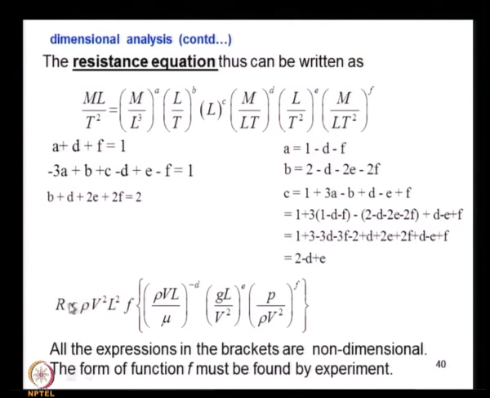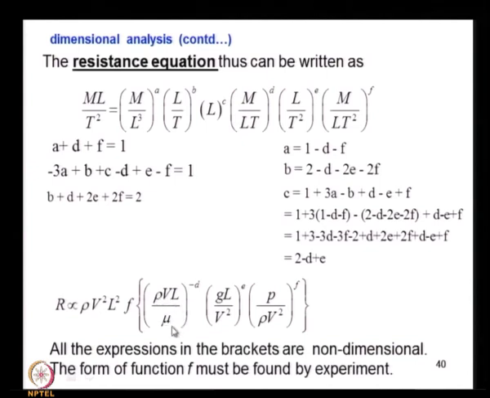So, now get back to this relation, resistance equation. You can write resistance proportional to rho into v square into L square into a function of these parameters. This is only just rearranging that. So, here it is a function of rho into v into L by mu, that is mu by rho is equal to nu, dynamic viscosity by density is equal to kinematic viscosity.